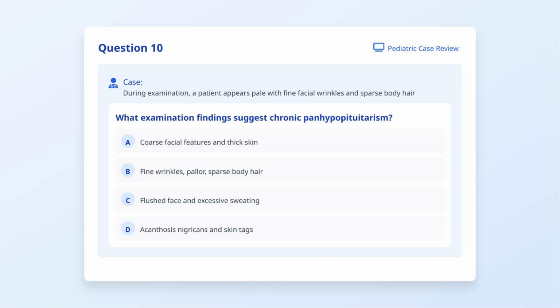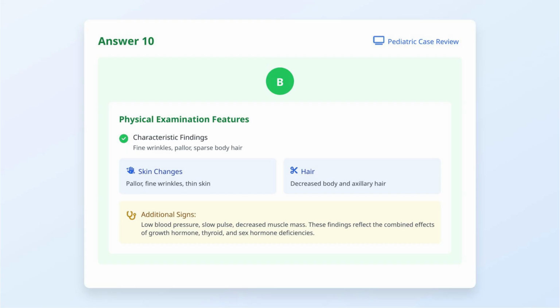Case scenario: during examination, a patient appears pale with fine facial wrinkles and sparse body hair. Question: what examination findings suggest chronic panhypopituitarism? Option A: coarse facial features and thick skin. Option B: fine wrinkles, pallor, sparse body hair. Option C: flushed face and excessive sweating. Option D: acanthosis nigricans and skin tags. The correct answer is B.